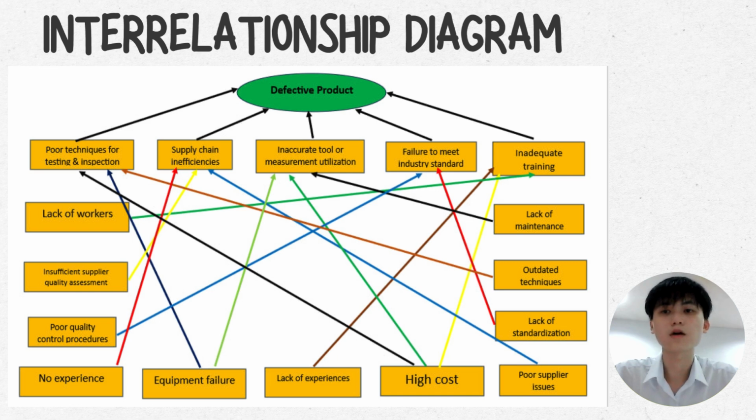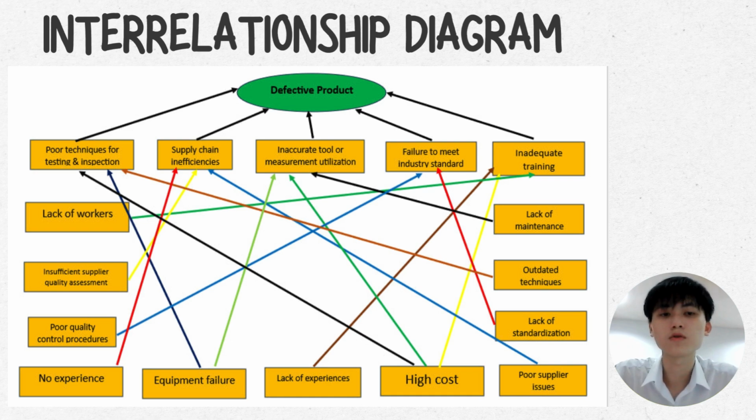The interrelationship diagram is a diagram that shows the cause and effect relationship between all the causes that have been stated. The purpose of an interrelationship diagram is to link each of the causes and then to determine the most relevant and priority cause among the enormous pool of causes. For example, outdated techniques have led to poor techniques for testing and inspection, and it leads to defective product. The machine that has problems in the job frequently results in high errors and defects, especially the main machine that operates on the production line.